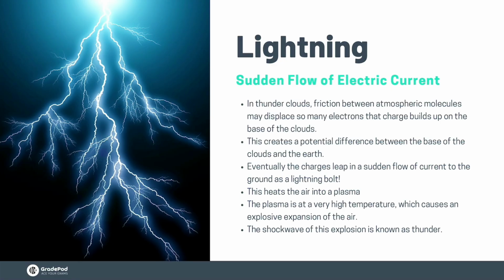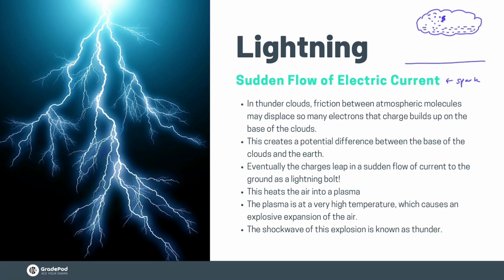Another example of a sudden flow of electric current, or a spark, is lightning. So let's draw a little diagram and see if we can explain it to you. In thunderclouds, friction between atmospheric molecules may displace so many electrons that a charge builds up on the base of the cloud. Can you imagine inside these thunderclouds there are atmospheric molecules, water molecules, all sorts of stuff, and they're rubbing against each other. And what that does is it causes electrons to be displaced. So what we'll find is the electrons might build up on the bottom of the cloud like this.